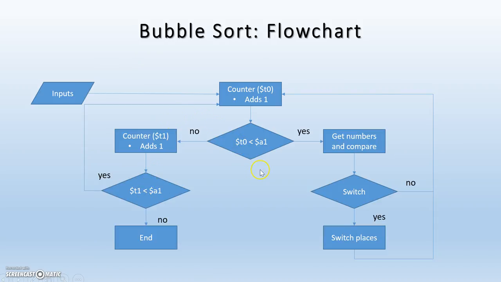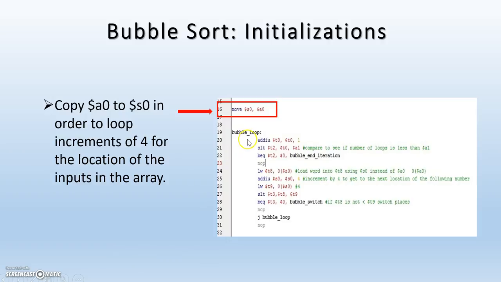So here you will see that I had actually moved the contents of A0 into S0, and the reason why I had done that is so that I could loop increments of 4 to get to the location of the inputs in the array.